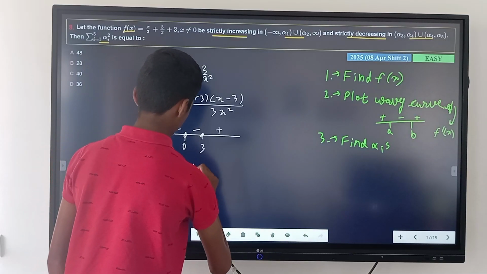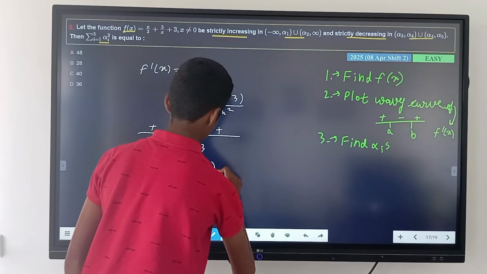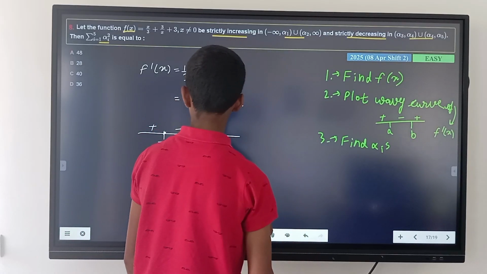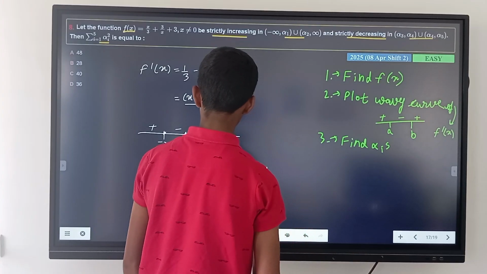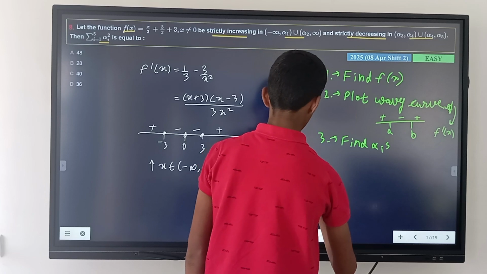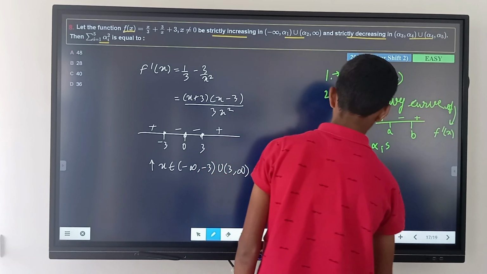So from here, for strictly increasing, our x will belong to minus infinity to minus 3 union 3 to infinity, and for strictly decreasing, our x will belong to minus 3 to 0 union 0 to 3.